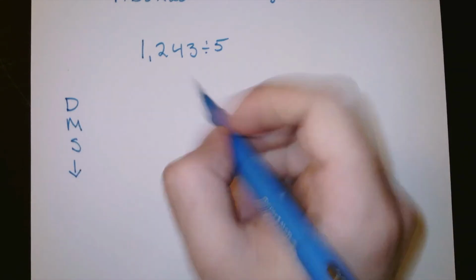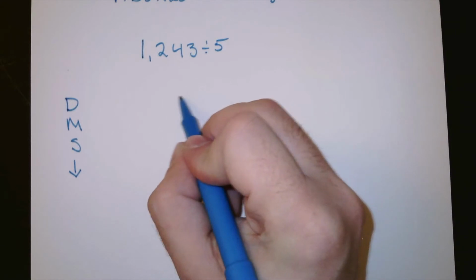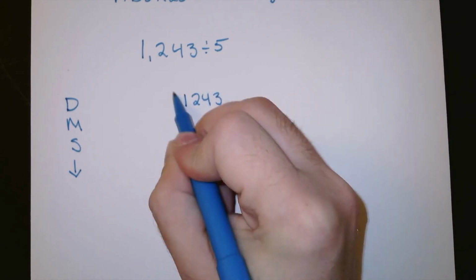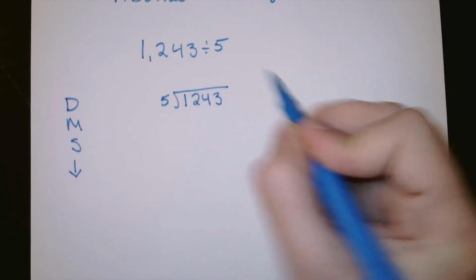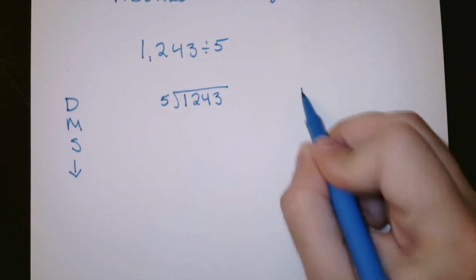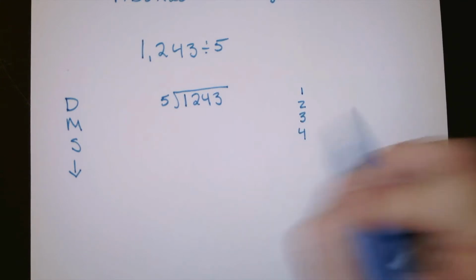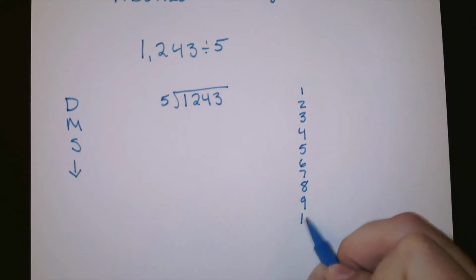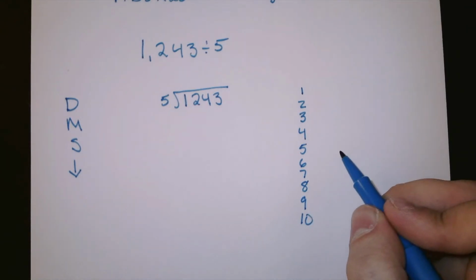All right. Then we're going to put in the middle our actual division symbol. So we're going to take 1,243 divided by 5. And then over here on the side, we're going to put 1, 2, 3, 4, 5, 6, 7, 8, 9, 10. All right. And we're going to use this to list our multiples of 5.